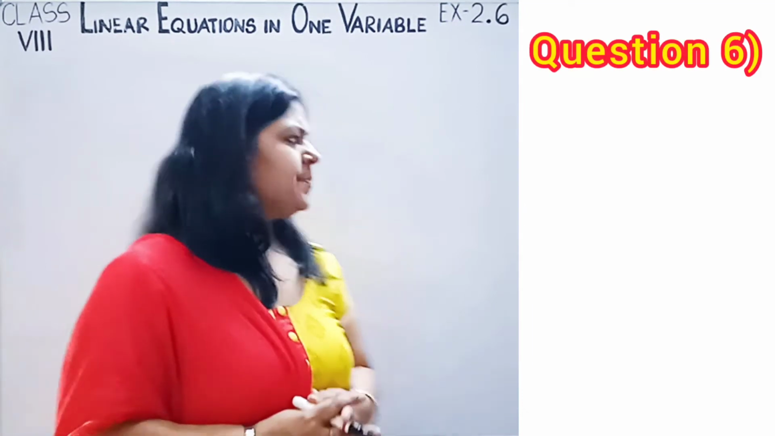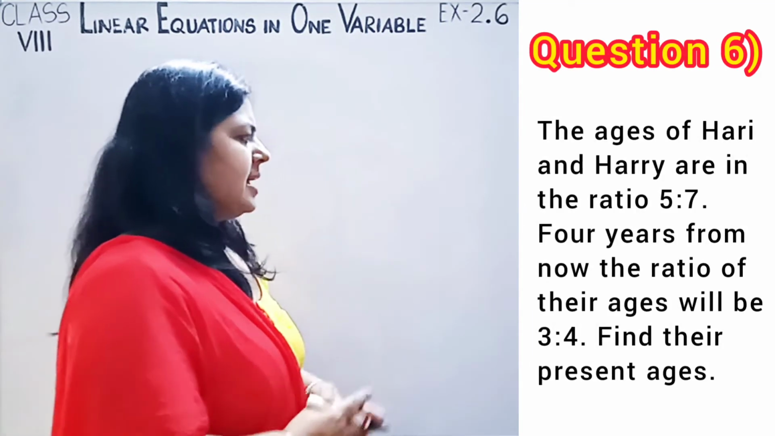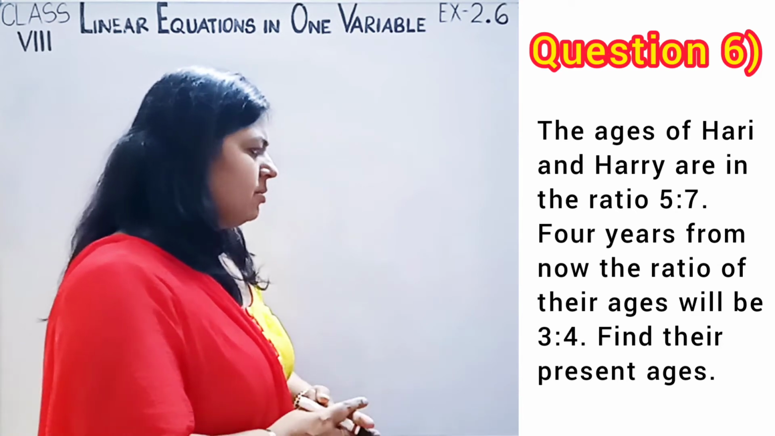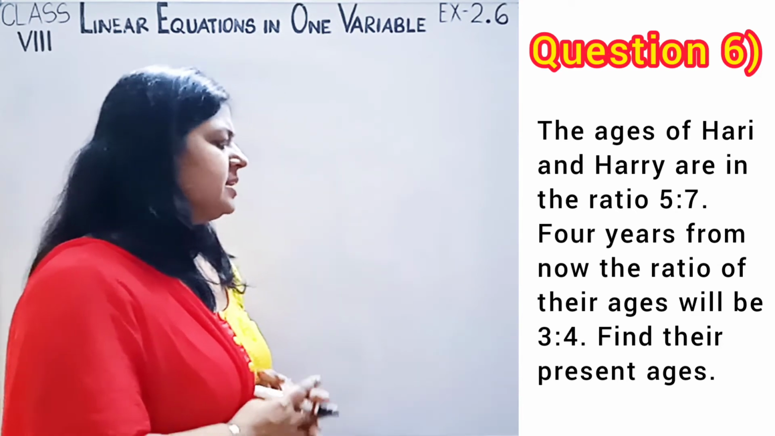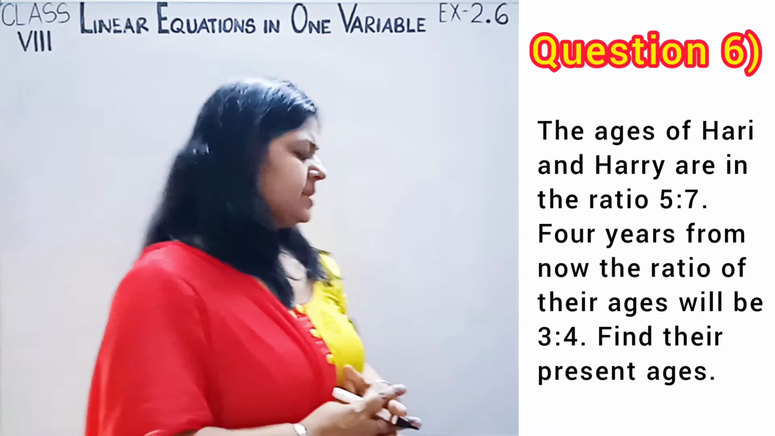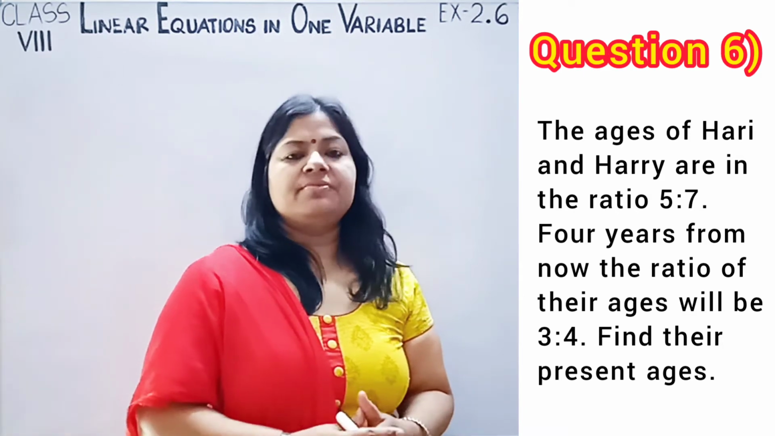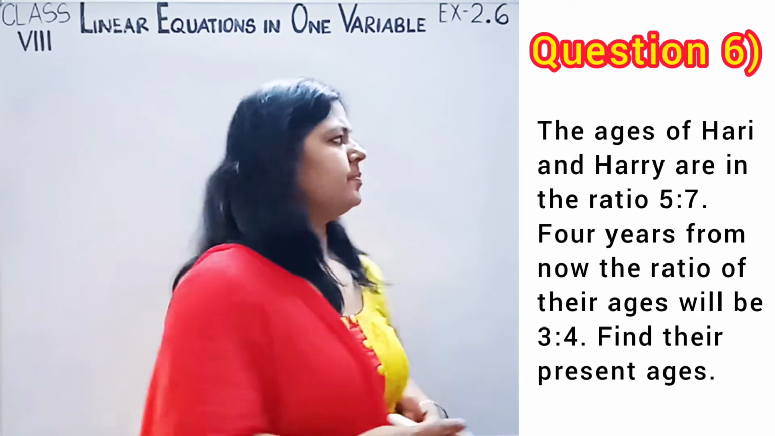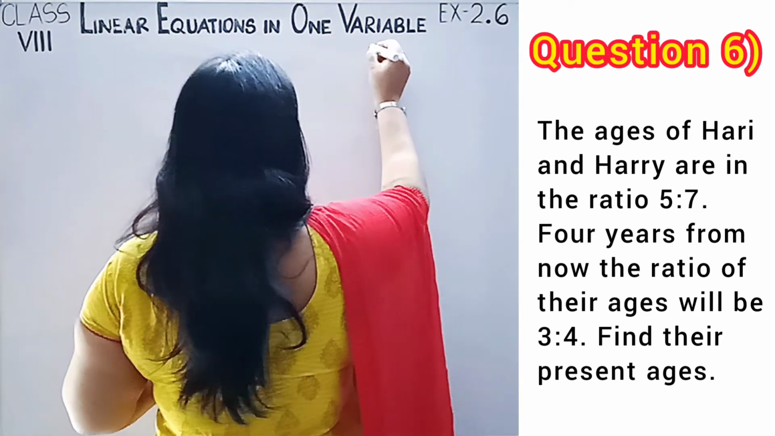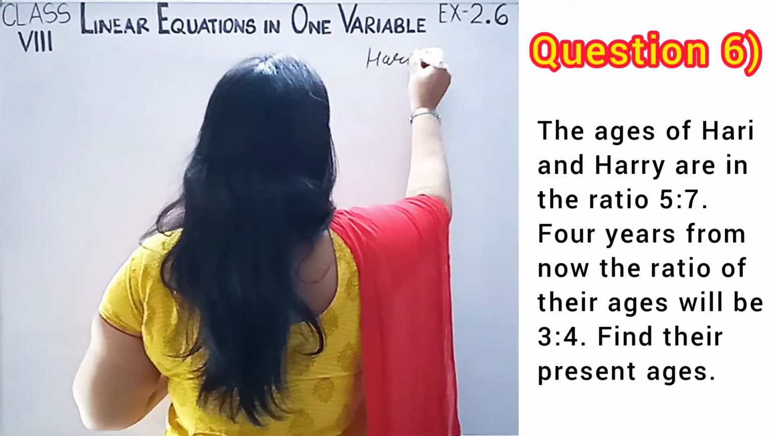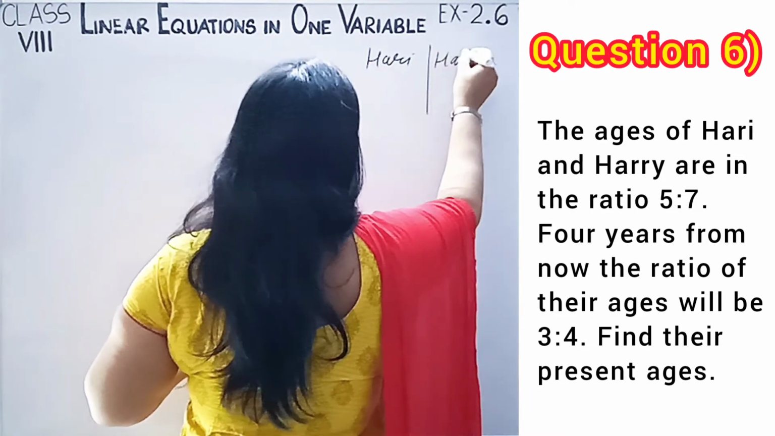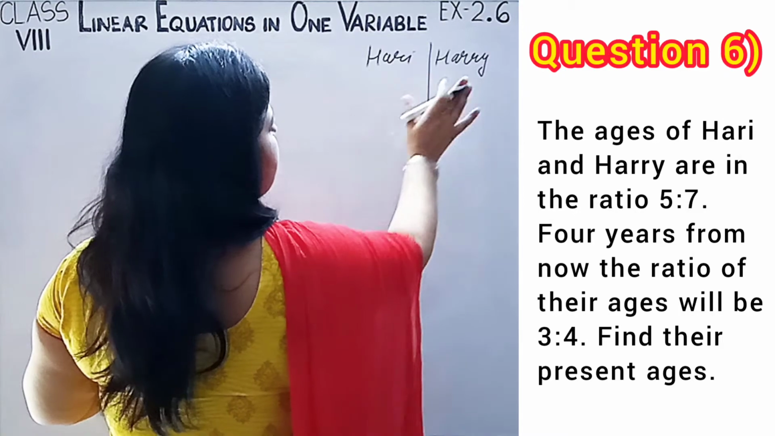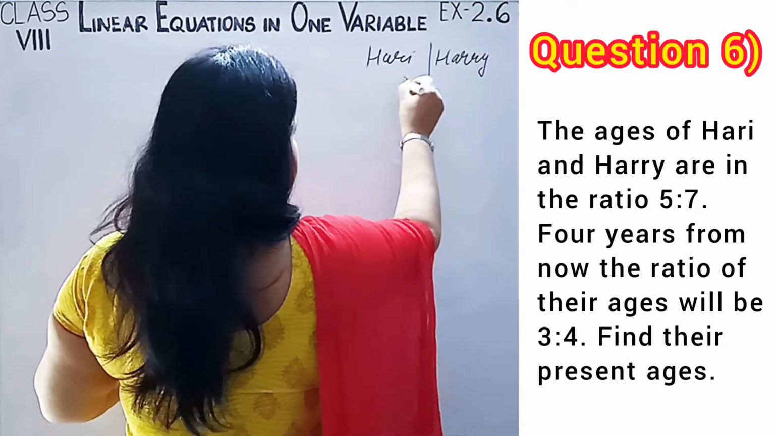Question number 6. The ages of Hari and Harry are in the ratio 5:7. 4 years from now, the ratio of their ages will be 3:4. Find their present ages. So in this question, we have to find out present ages of Hari and Harry. Hari, Harry. So let the common ratio between their ages be x. Suppose this is common.